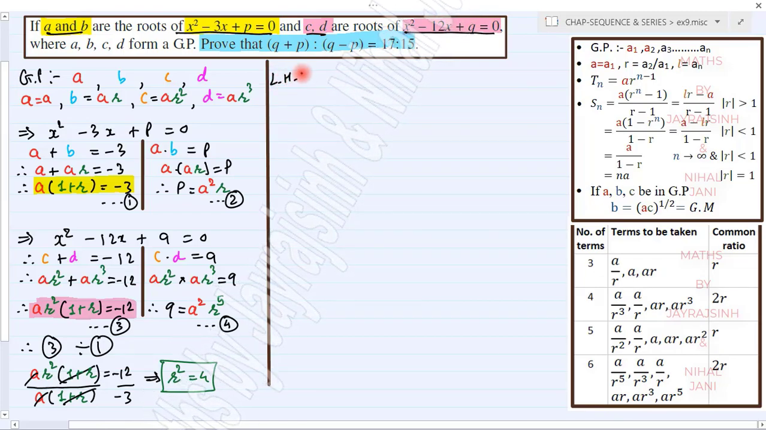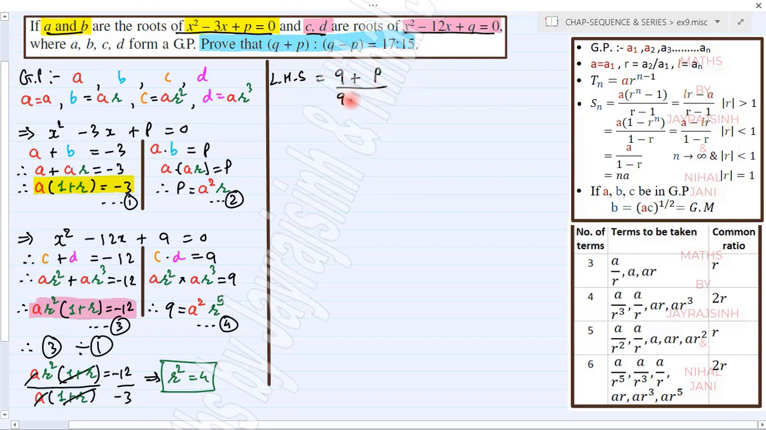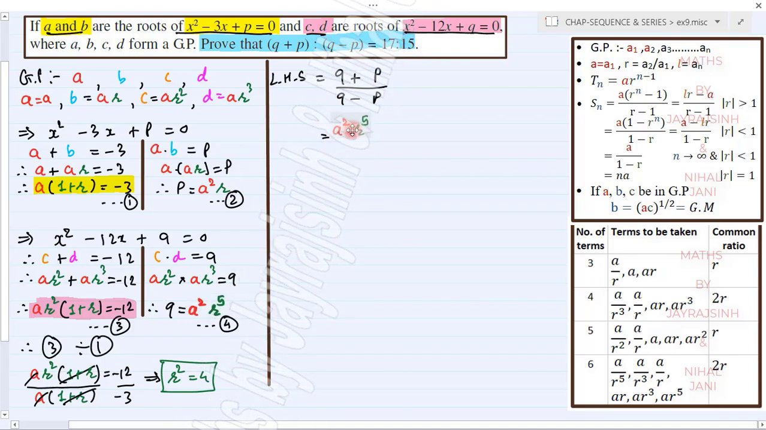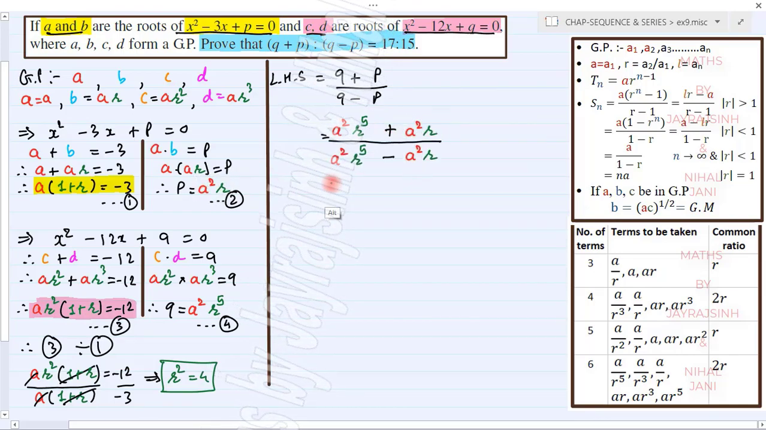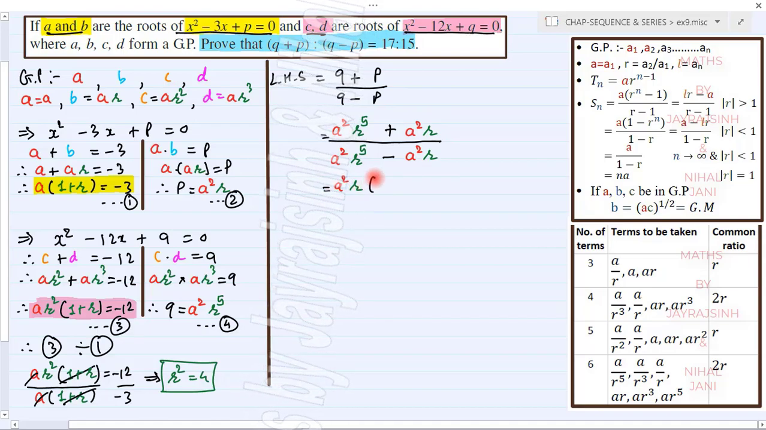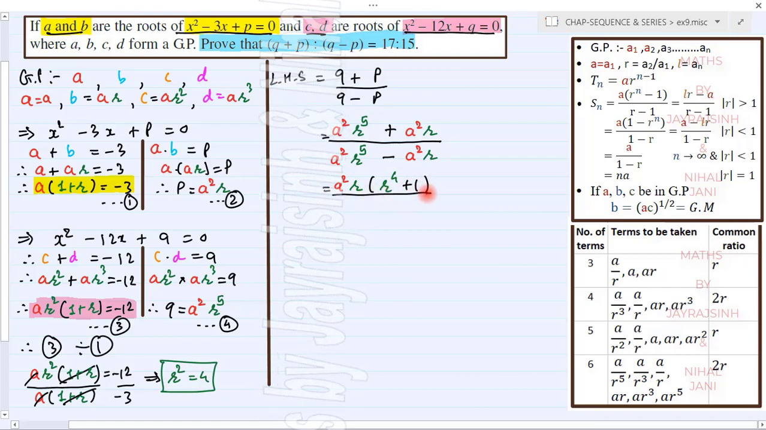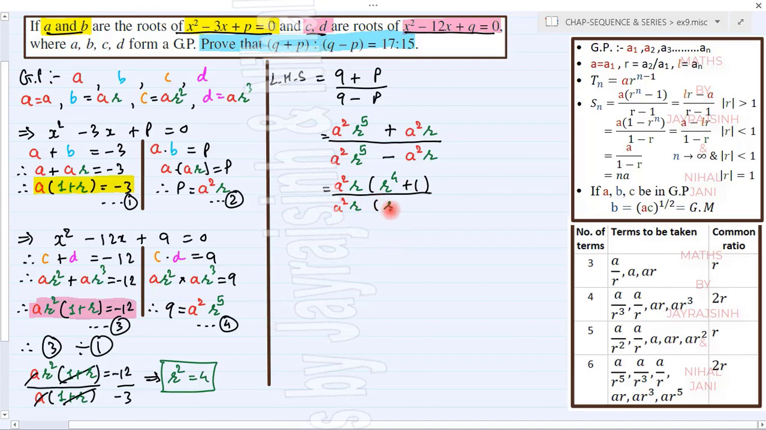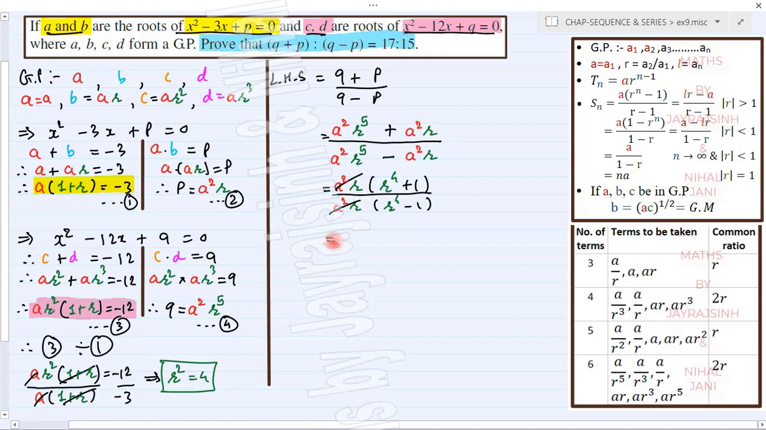So, let's begin from the left hand side, which is (q plus p) upon (q minus p), and substitute the value of q and p. In the numerator we can take a square into r common. We will get r raised to 4 plus 1, and from the denominator we can take a square into r common, so we'll get r raised to 4 minus 1. So your a square r will cancel out.